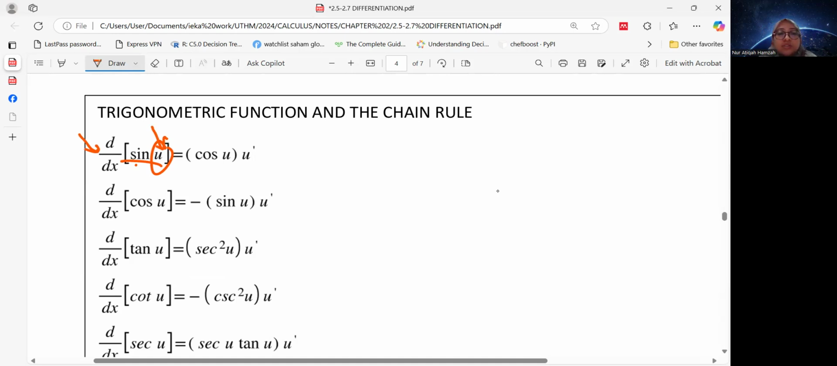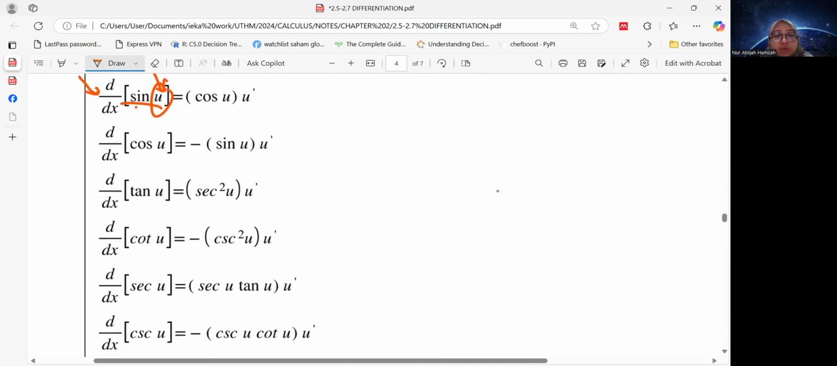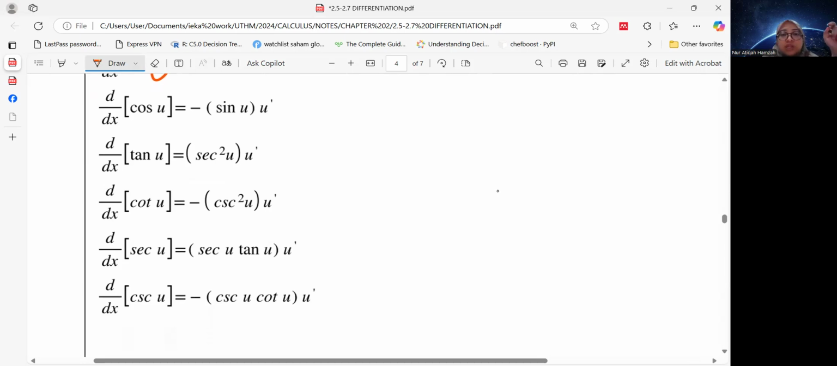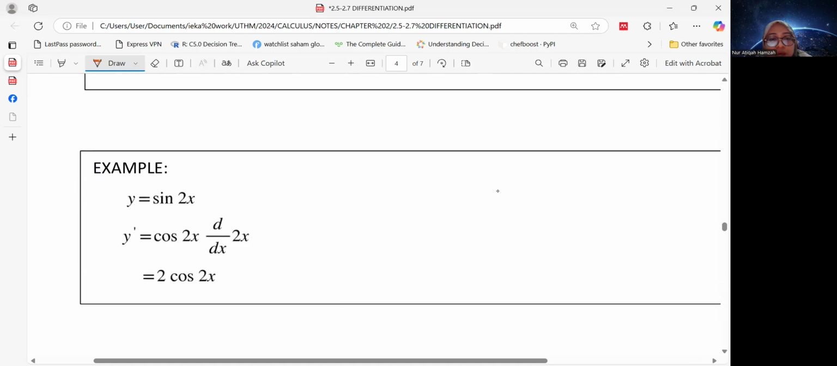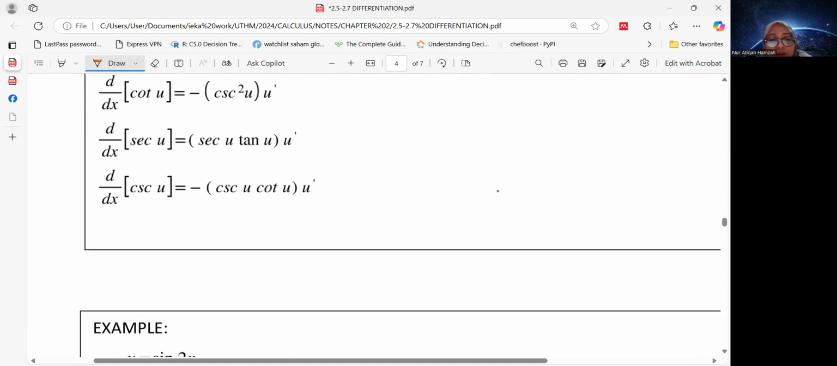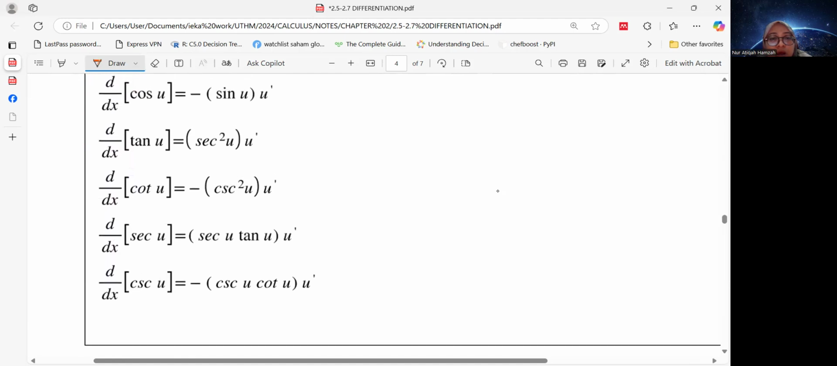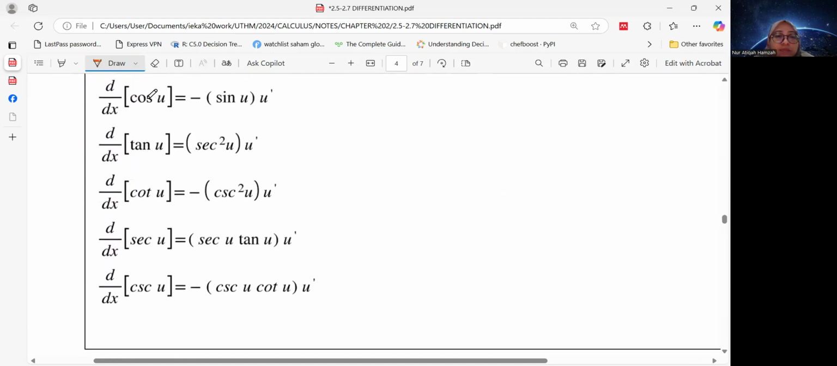Okay, and then cos u becomes negative sin u times u prime, tangent u becomes secant square u times u prime, d over dx cotangent u becomes negative cosecant square u times u prime, d over dx secant u becomes secant u tangent u times u prime, and then d over dx cosecant u becomes negative cosecant u cotangent u times u prime. So, bendanya sama sahaja. Cuma ada tambahan, kita perlu differentiatekan the u part ni.